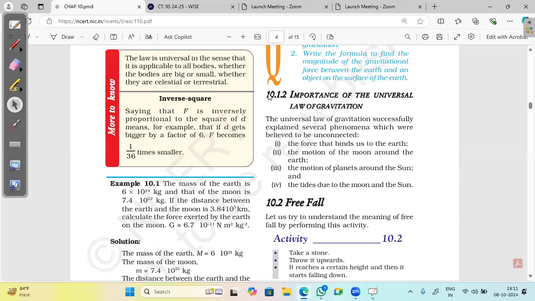Now, another phenomenon here, the fourth one, the tides, which we call low tides and high tides. The tides due to the moon and the sun are caused on the earth. So on earth, we observe after every 14 days a low tide and a high tide. A low tide and a high tide is caused due to the motion of the moon. When the moon comes close to the earth, it pulls the water of the ocean towards it. As a result, the water of the ocean is in continuous motion, so it causes low tides and high tides.